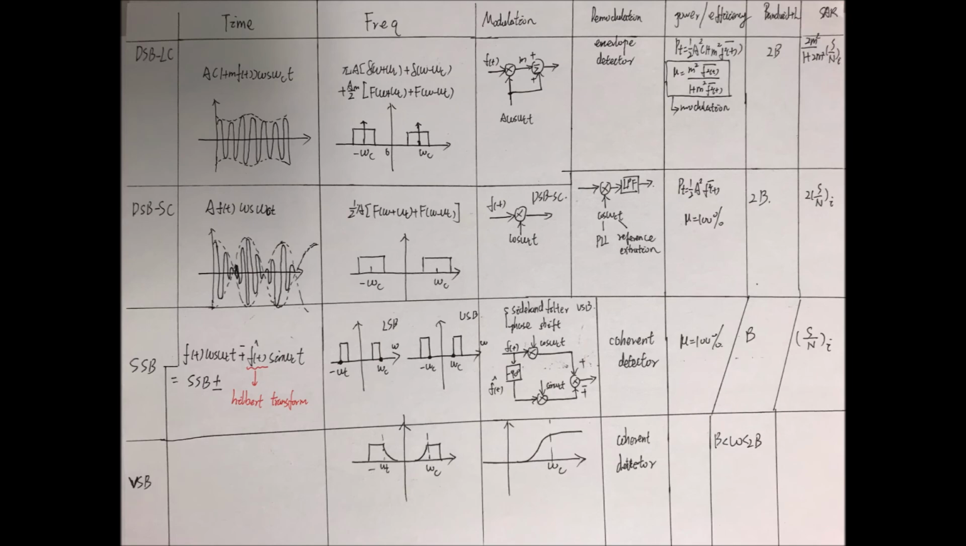So in time domain, my equation is even simpler compared with double sideband large carrier. Just A f(t) cosine omega c t. So this is my time domain equation.